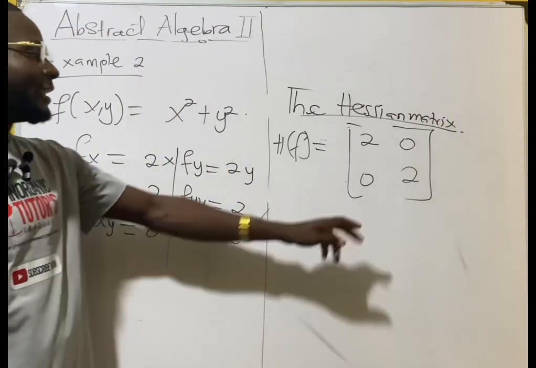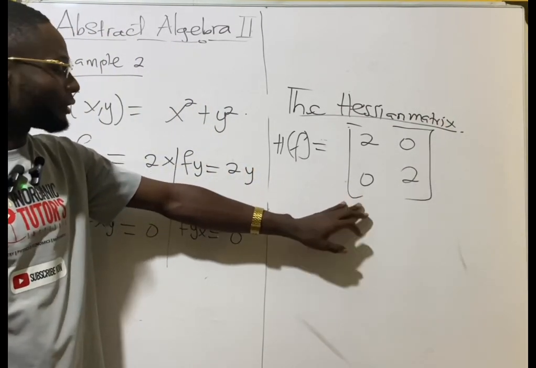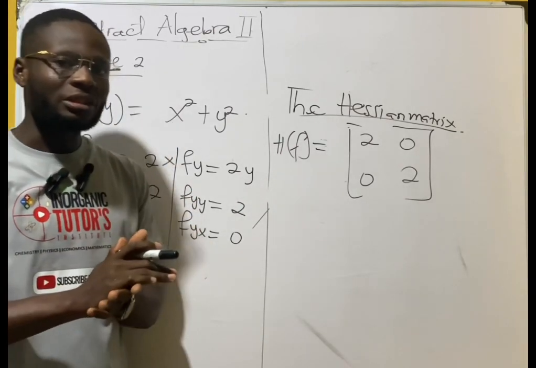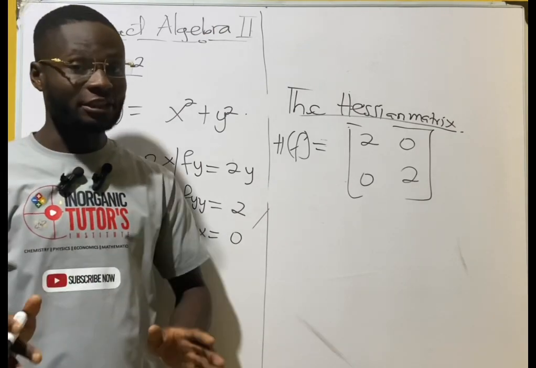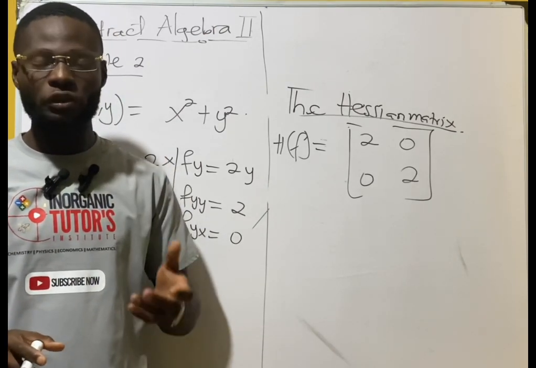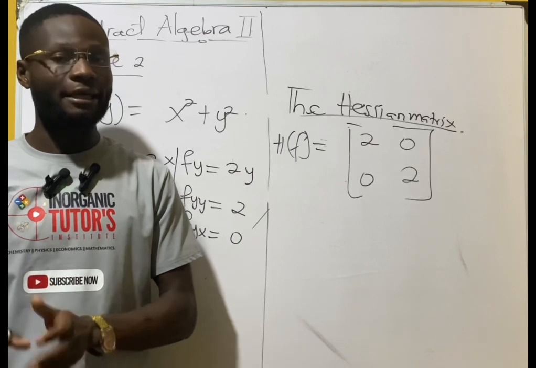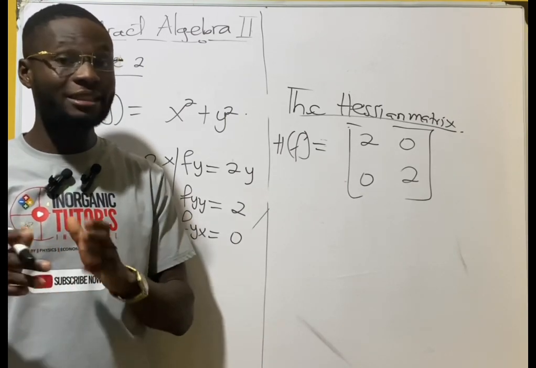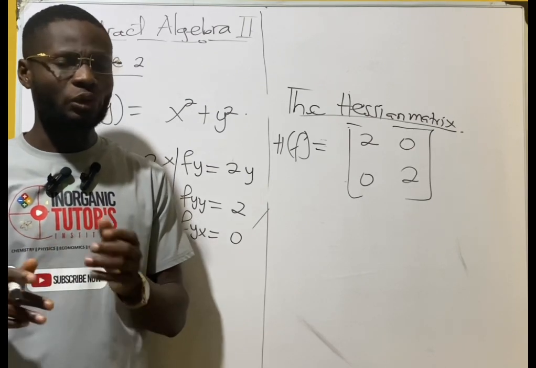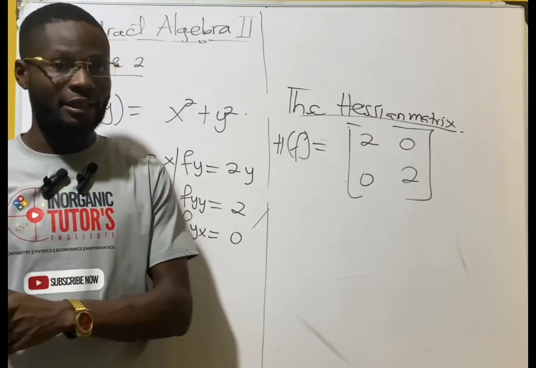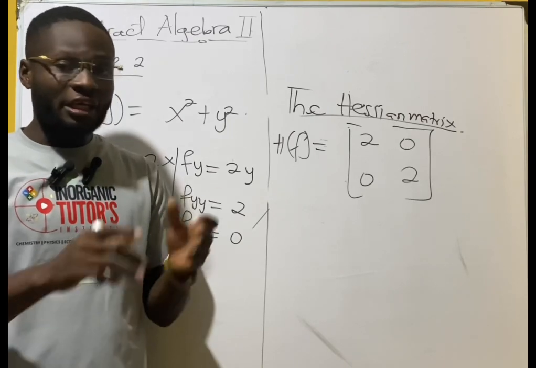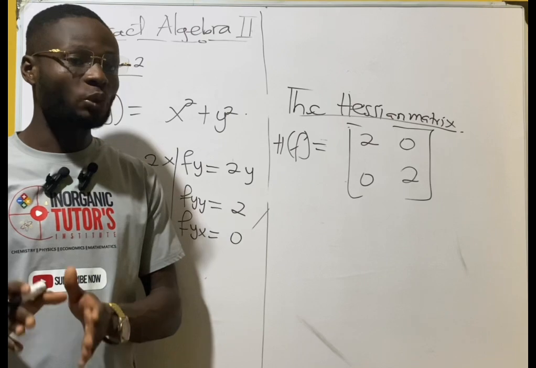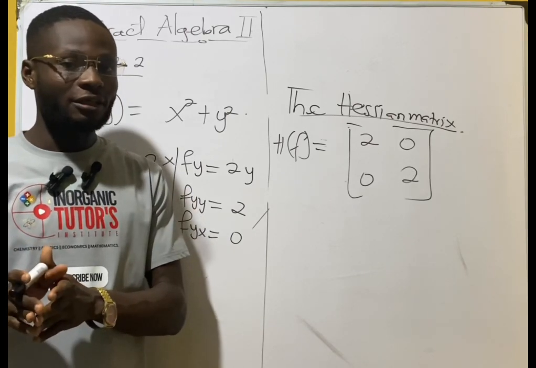Right? So this becomes our Hessian matrix. So determining the Hessian matrix given a function is very simple. You just have to focus on the second partial derivatives of the function. If you have two variables, x and y, it differentiates x two times and differentiates y two times.